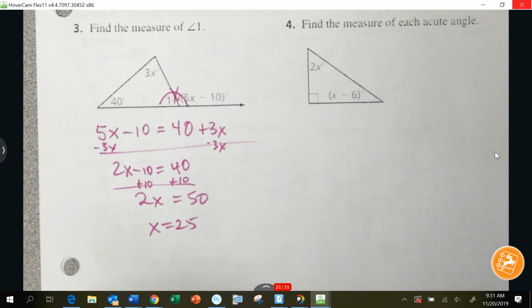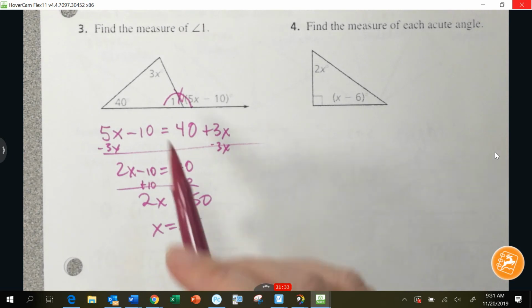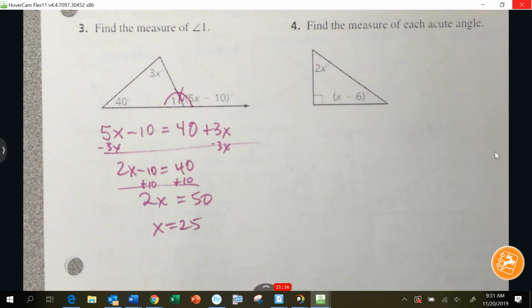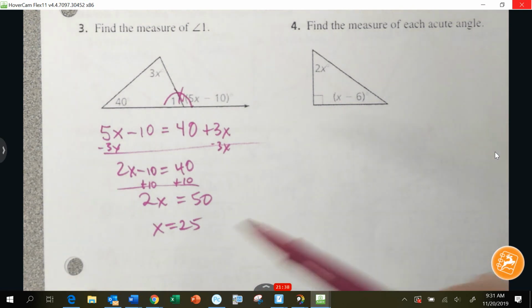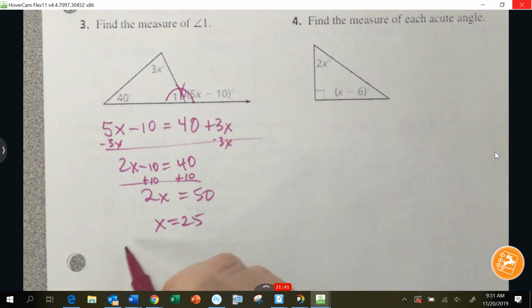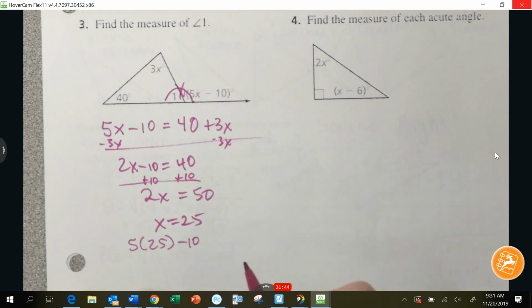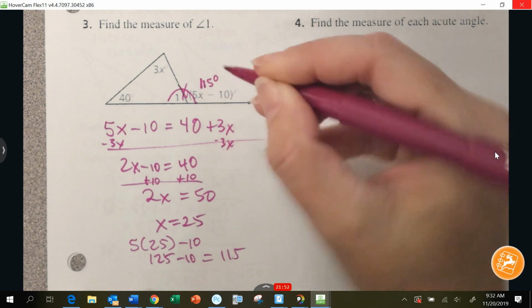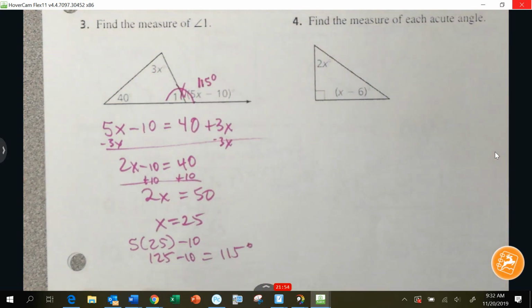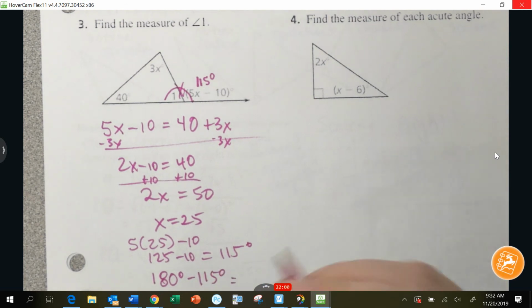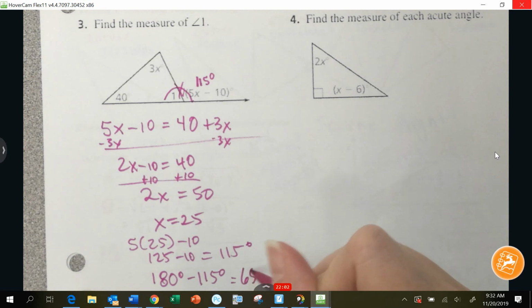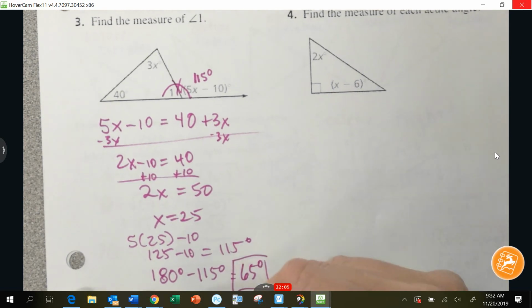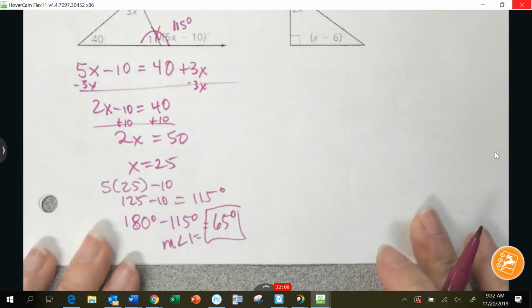Okay. So I could plug in x either into 3x or plug it into 5x minus 10. There's two different ways you could find it. I'm just going to plug it into 5x minus 10. So that's 125 minus 10, which is 115. And if this one's 115, how do I find angle 1? Right, 180 minus 115, because they're supplementary. What is that? 65 degrees. Measure of angle 1 is 65 degrees.